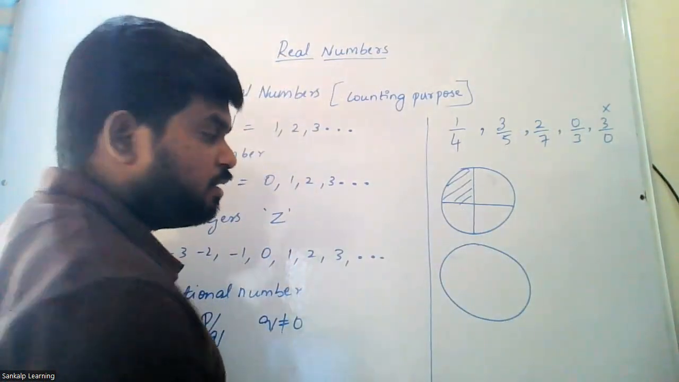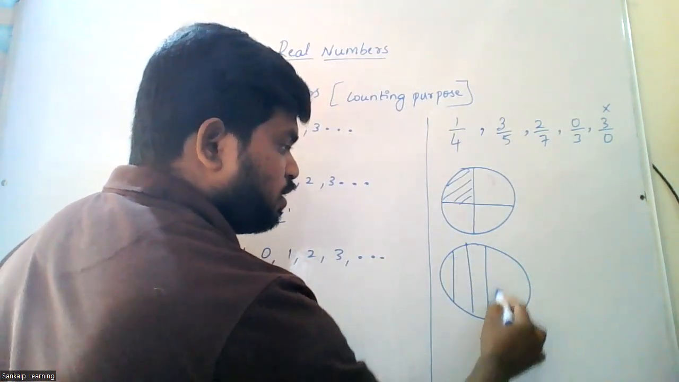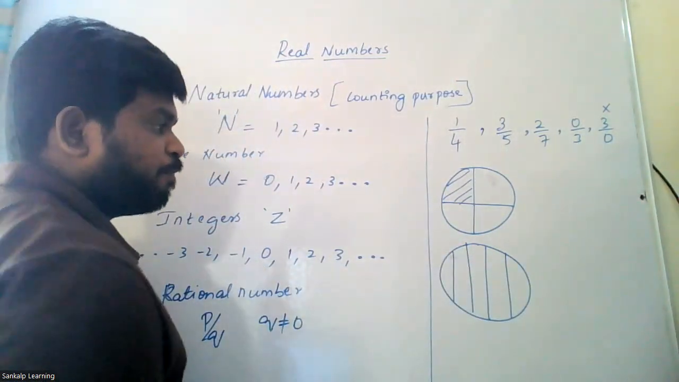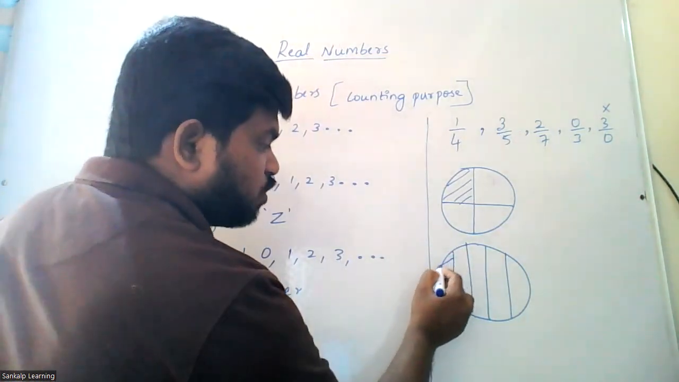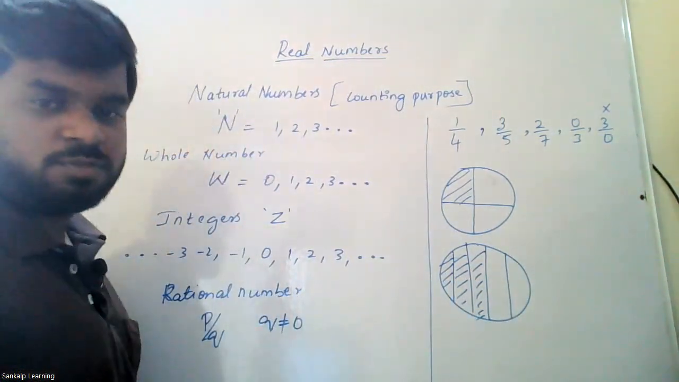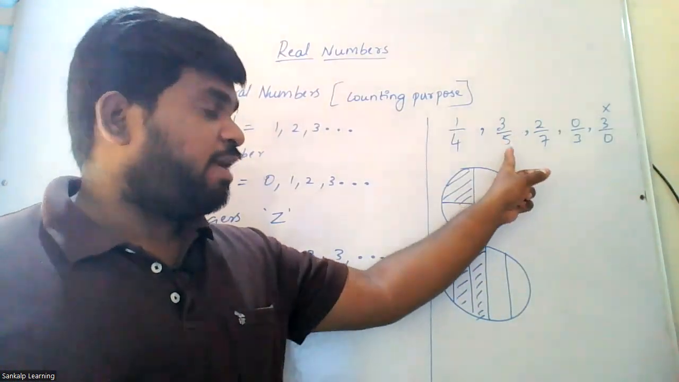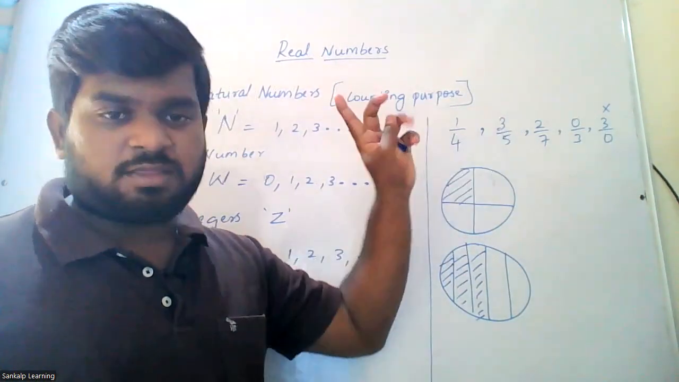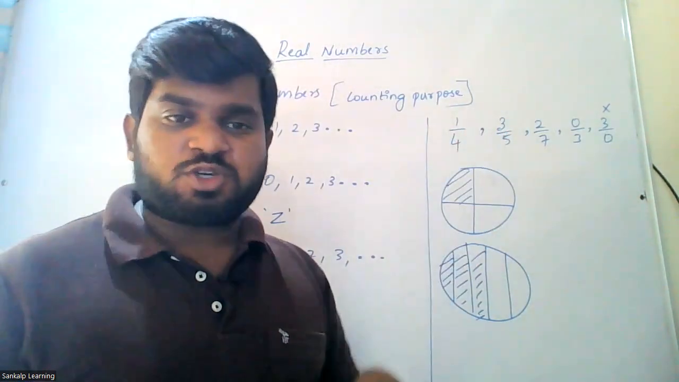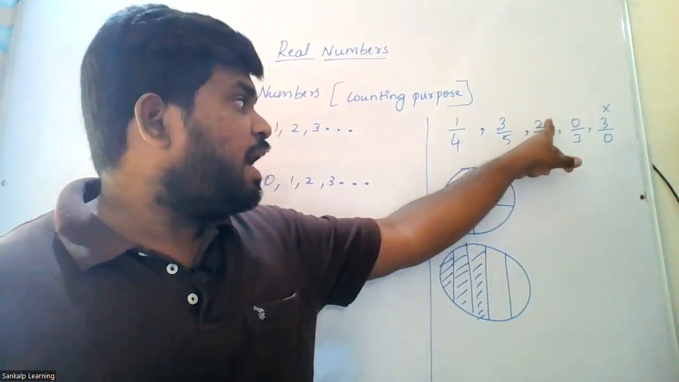Let's say there is a cake again. Let's divide it into 5 equal parts. 1, 2, 3, 4, and 5. Imagine these 5 parts are equal. Now, I'm taking 3 parts out of it. This is 1 part, 2, 3. The denominator tells you how many pieces you have divided the apple or cake into. The numerator tells how much you have taken. 2 by 7. Again, the cake is divided into how many pieces? 7 pieces. I'm taking 2 pieces.